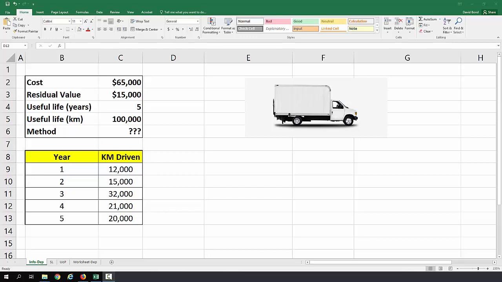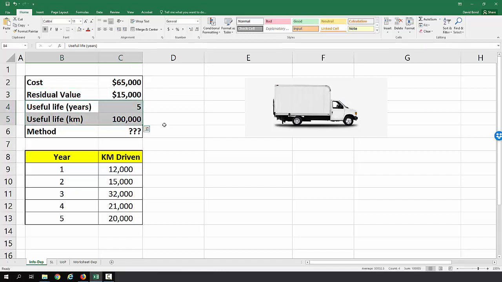So the first obviously is cost. The second piece of information is the residual value. And this is what we expect the truck's value to be at the end of its useful life. So in this case, it's $15,000. It is a subjective number.